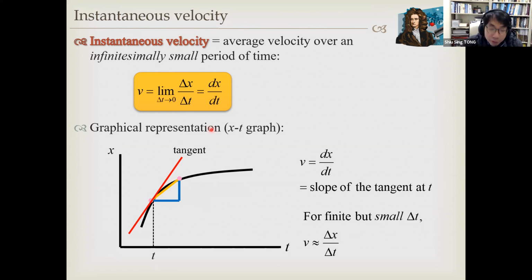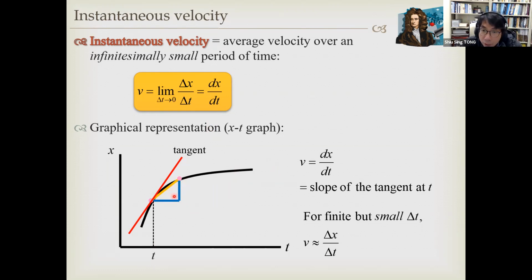Now let's look at the graphical representation, okay? Here is the x-t graph again, and you see this is delta t and this is delta x. Now it becomes the blue line, right? And delta x over delta t is the slope of the yellow line. Is that right? That is the average velocity.